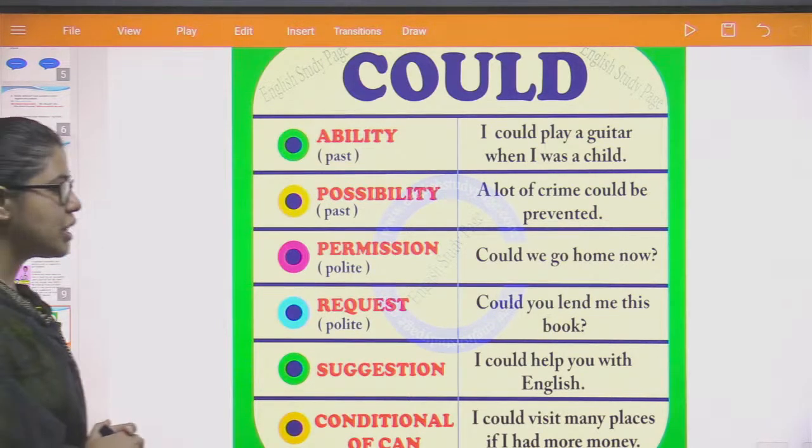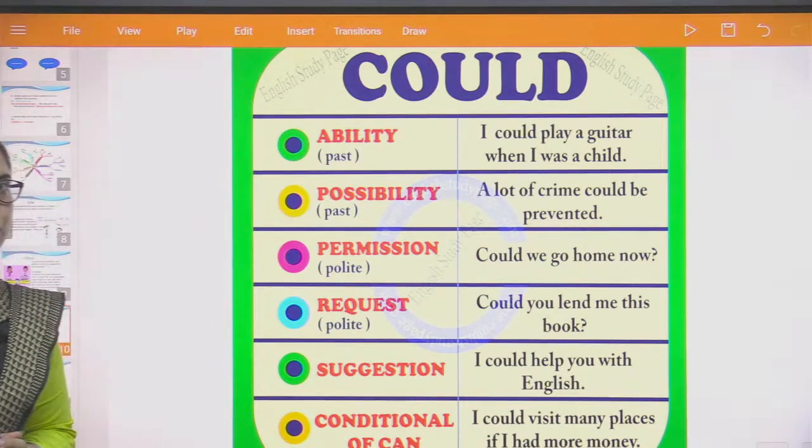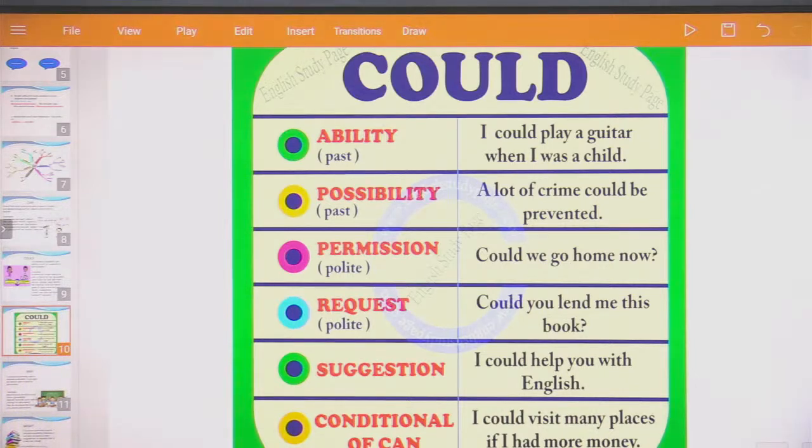Now to show a suggestion also we can use could. I could help you with English. This sentence is showing a suggestion. You are offering a suggestion, you are giving a suggestion to someone. Or you are offering help to someone, that I could help you with English.